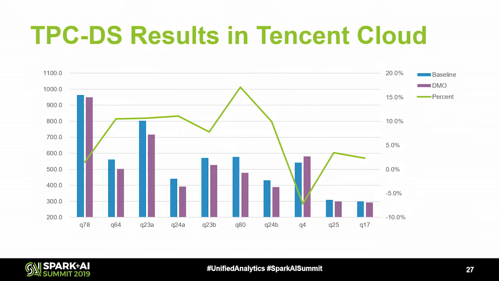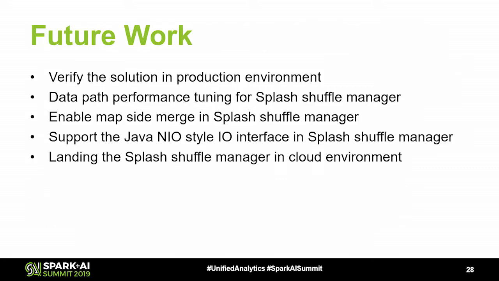And as you can see here, this is the result for our benchmark in the Tencent Cloud. Basically, for those shuffle-heavy tasks, we gain about 10 to 15% performance gain. But in some situations, we may have some performance degradations. So that leads to the future work we are doing now.